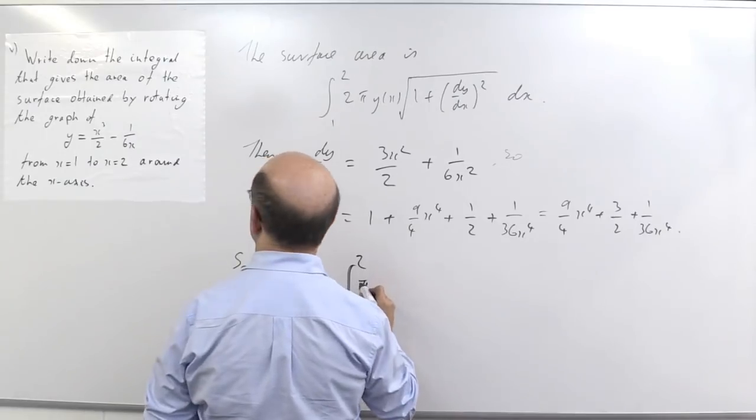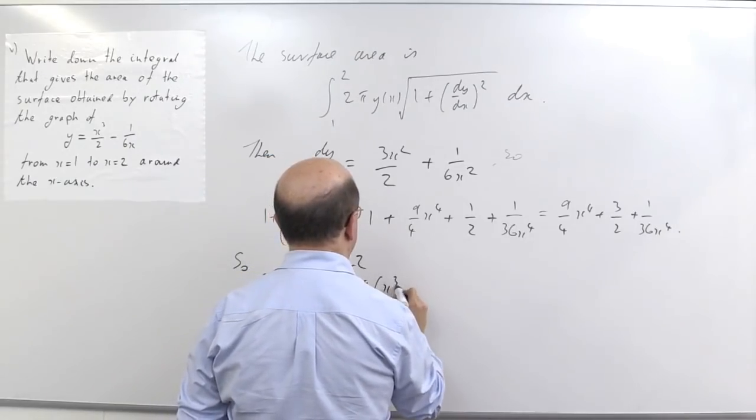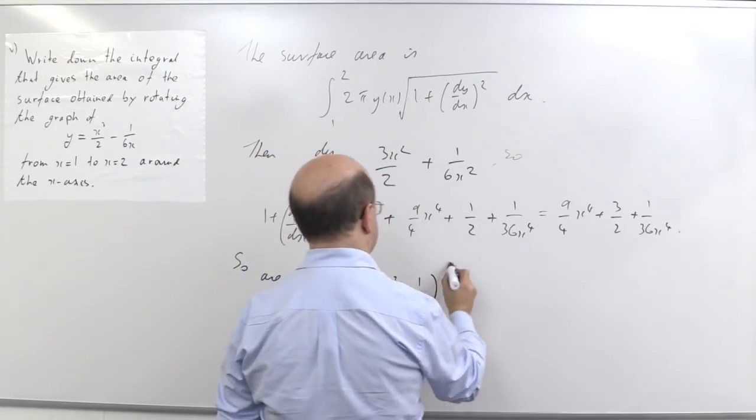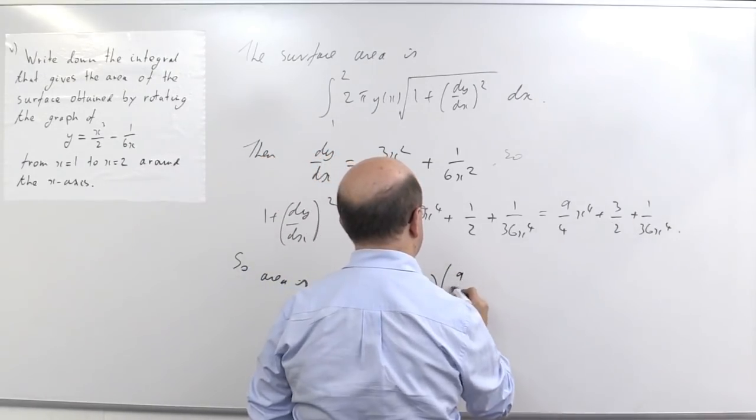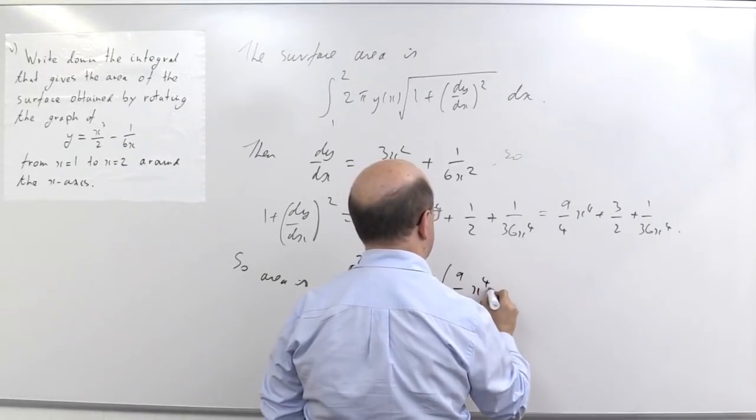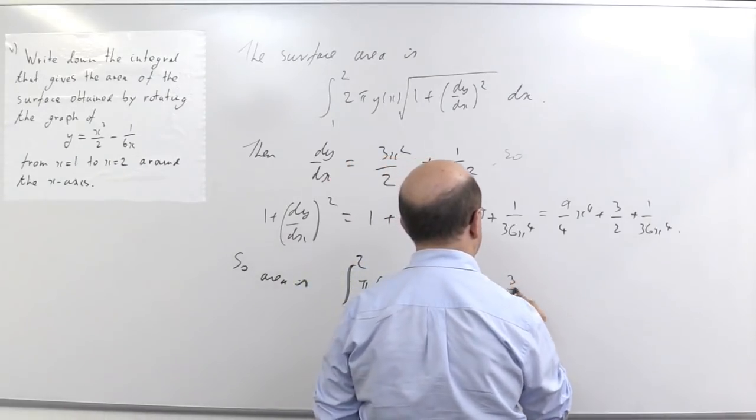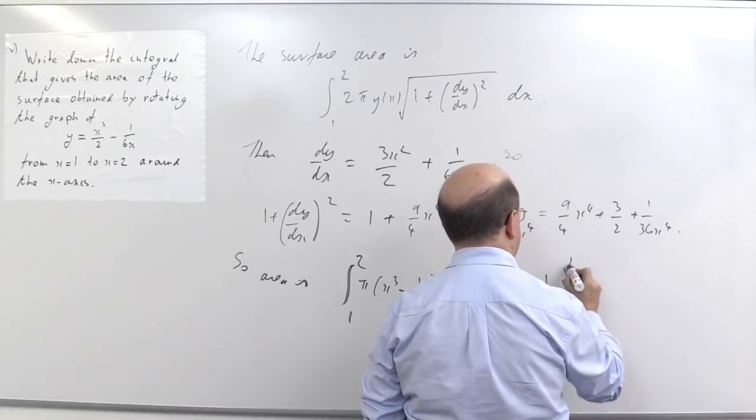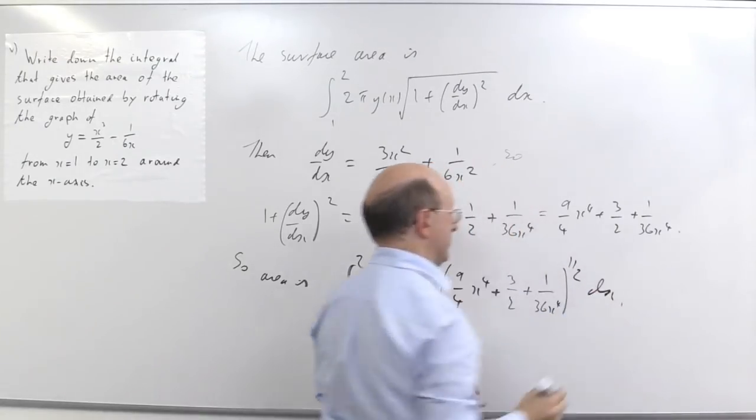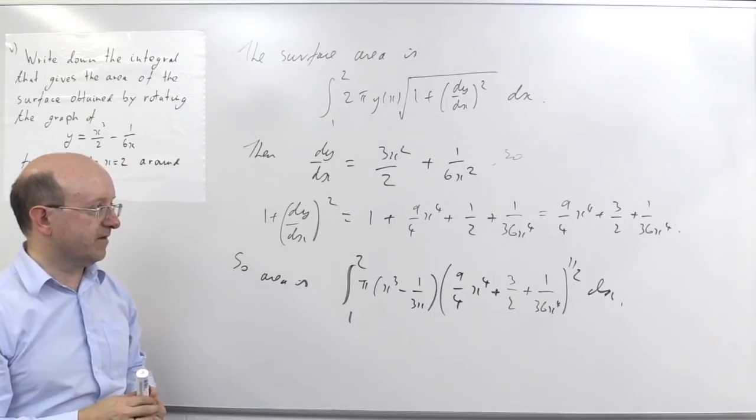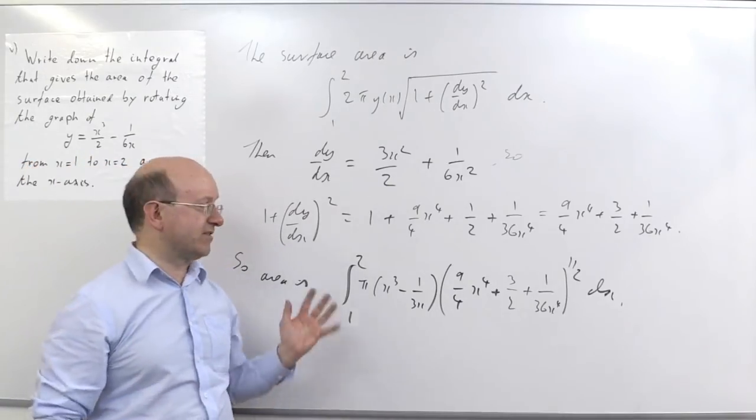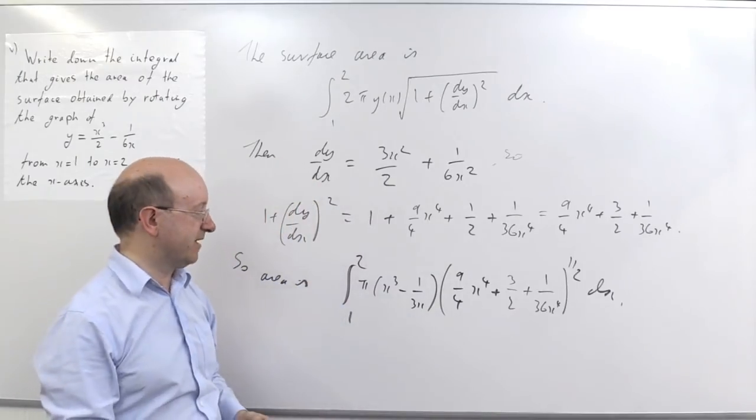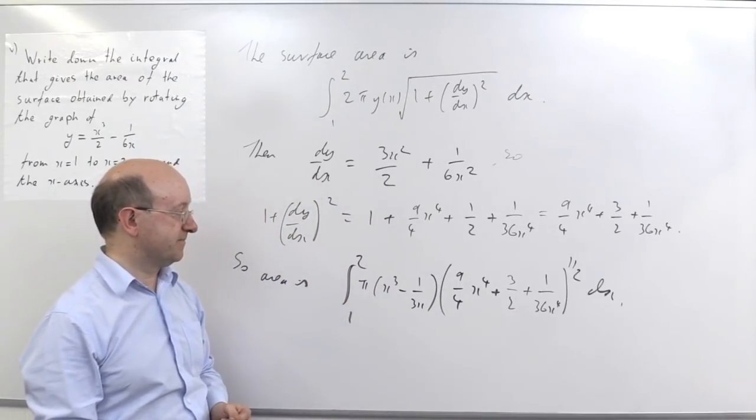Well, you might go take the 2 in, I suppose. Pi into x cubed minus 1 upon 3x times that thing there, 9 quarters x to the 4th plus 3 halves plus 1 on 36 x to the 4th whole to the half dx. And that's all we're asked for. We're not asked to actually do this integration, basically because we can't. This is not a possible integral to do, basically.